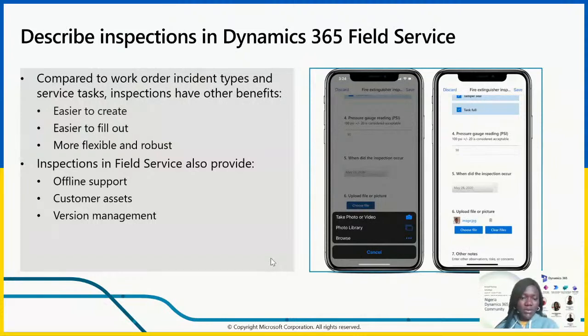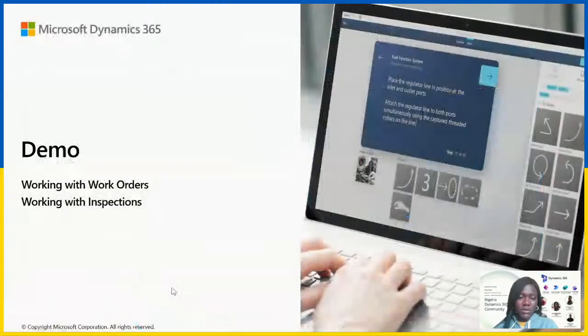inspections in Dynamics 365 Field Service. Compared to work orders, incident types, and service tasks, inspections have other benefits. Easier to create, easier to fill out, more flexible and robust. And what does it provide? It provides offline support capabilities. So if your technicians need to go out, they have the offline support, customer assets, version management. All of these are available to us in Dynamics 365 Field Service.